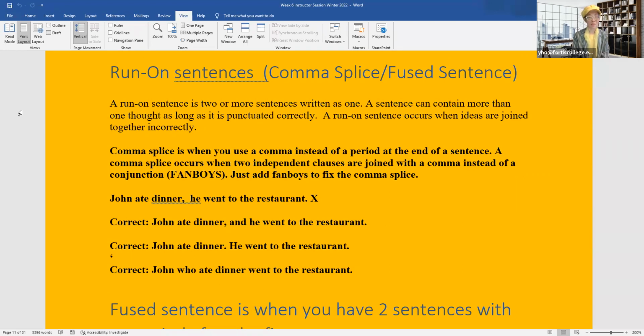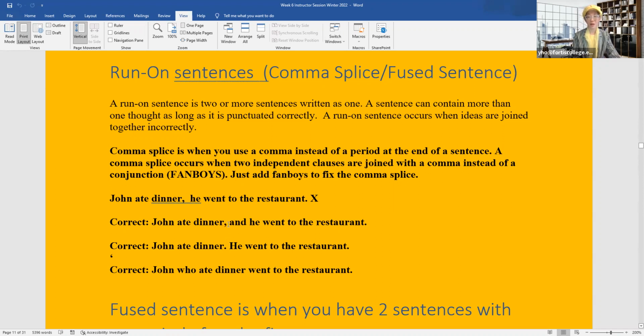So let's take an example of a comma splice. A comma splice is when you use a comma instead of a period at the end of a sentence. A comma splice occurs when two independent clauses are joined with a comma instead of a conjunction. So let's say I have: John ate dinner, comma, he went to the restaurant. That's not right. So you can correct that by saying: John ate dinner, comma, and he went to the restaurant.